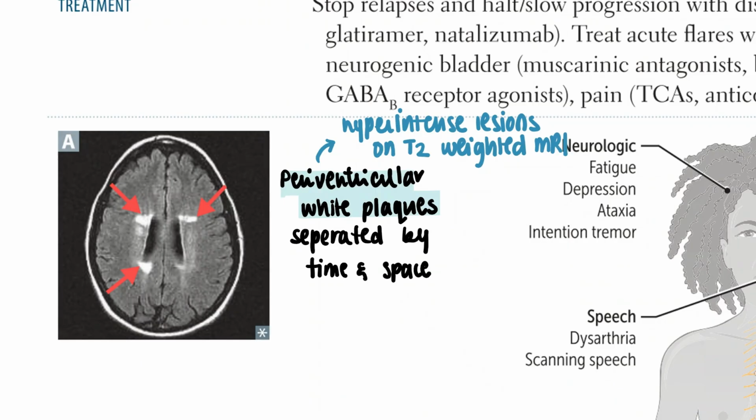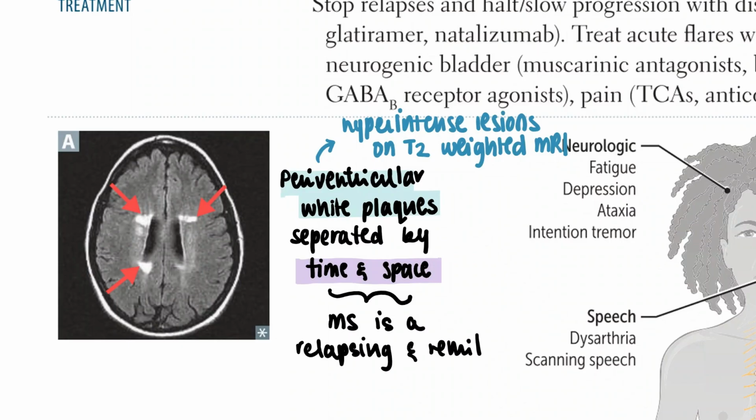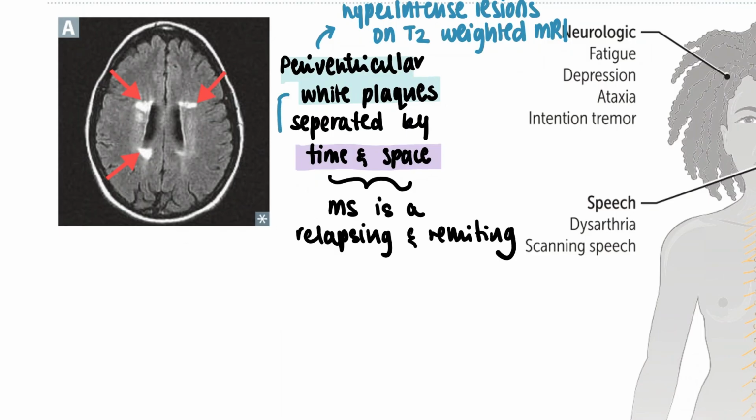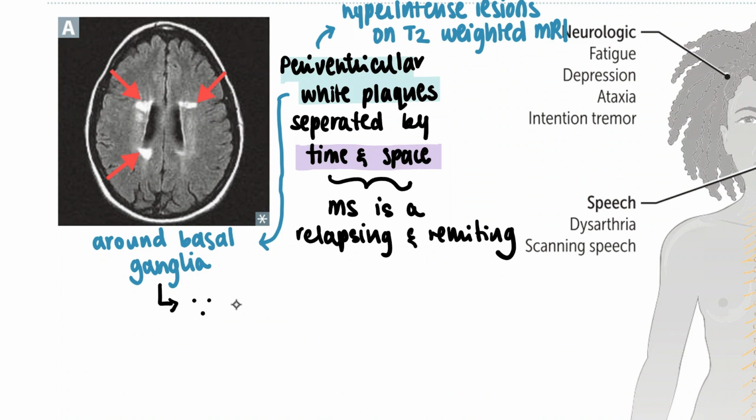Okay, and what does it mean by separated by time and space? This indicates that multiple sclerosis is a relapsing and remitting disorder. When these periventricular white plaques are around the basal ganglia, the patient will most likely have motor symptoms.